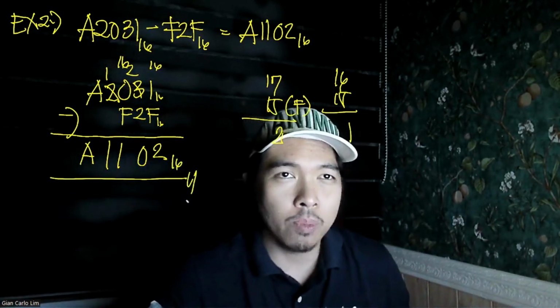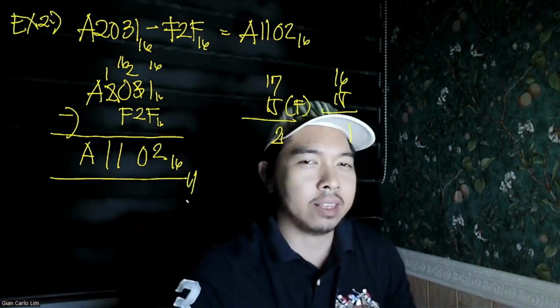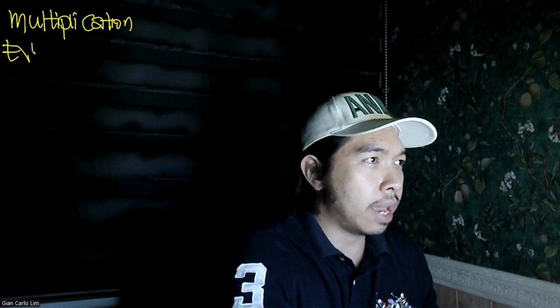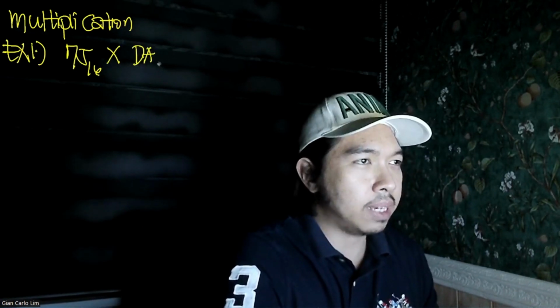Alright? So, hope everything's clear here before we proceed with the next part. Okay. On the next part, let's now have multiplication naman. So, sa multiplication, gamit na naman ulit yung division method natin. Okay. Yung para makuha natin yung base tsaka yung carry. Okay. So, let's now try this example. So, for multiplication, example number 1. So we're asked to multiply 75 base 16 by DA base 16. Okay. So how do we do that?